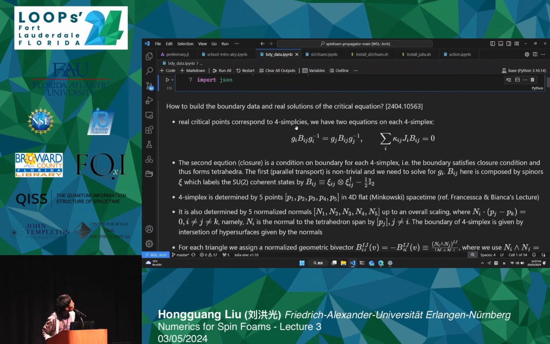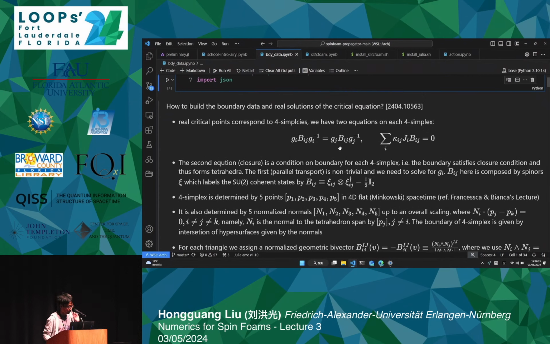And we have the two equations of motion on each four-simplex. Let's stay on each four-simplex. We don't do four-simplices. So for each four-simplex, we have this one, which is the parallel transport. And we have this one, which is the closure. And here B is the bivector. It's an element of the algebra of SL(2,C), or SO(1,3) if you want. And this group element G is an SL(2,C) group element. So we have these two equations.